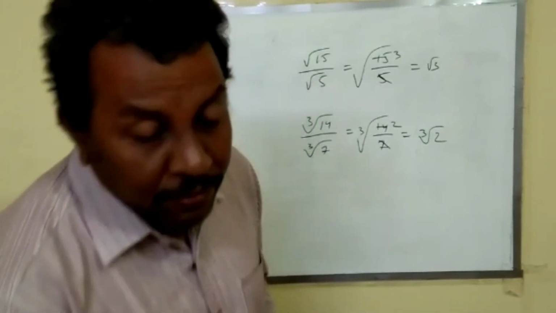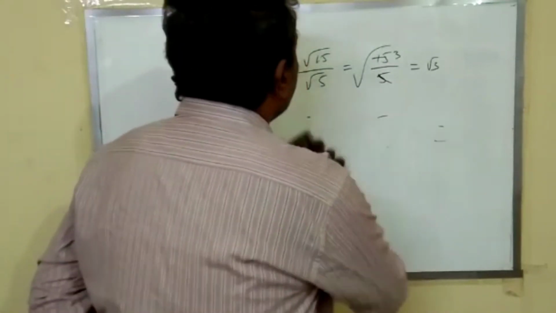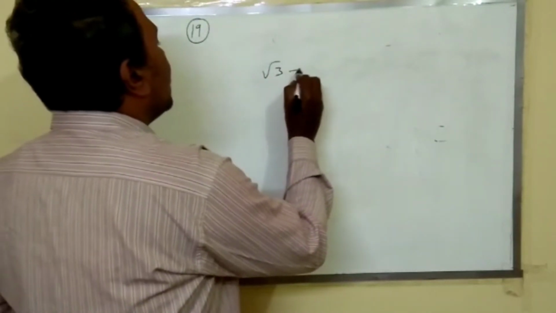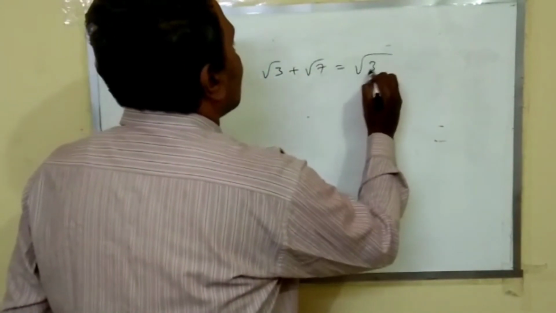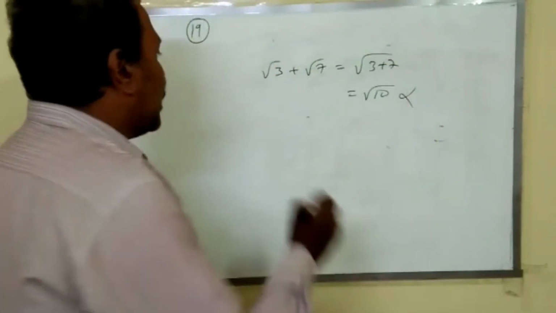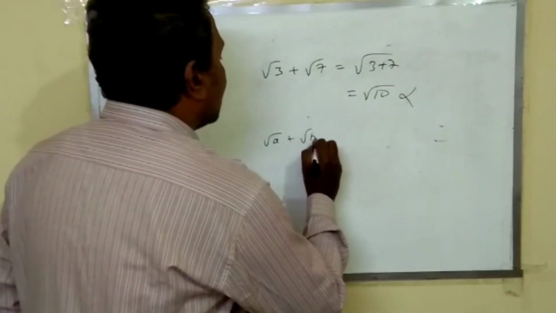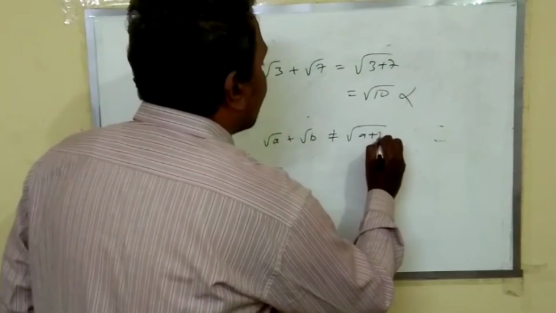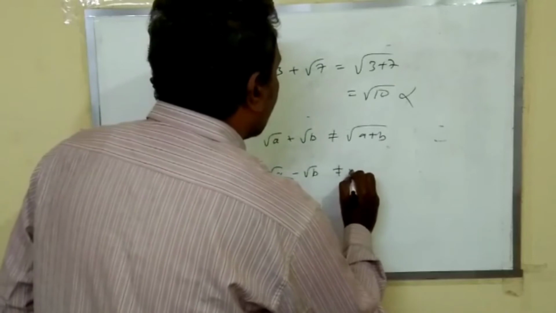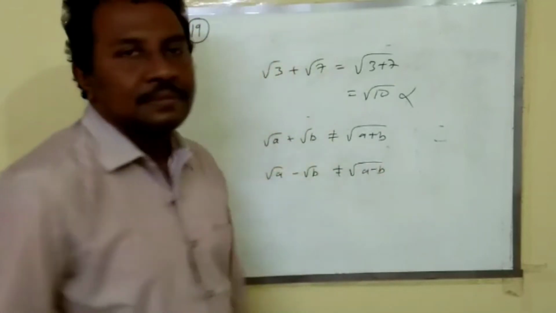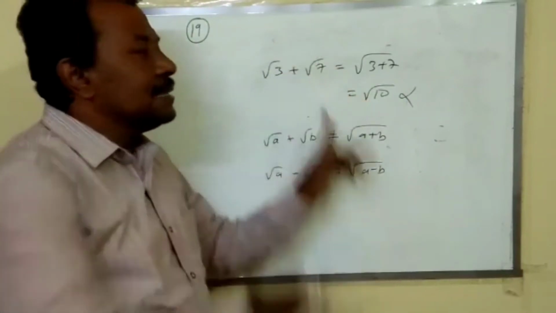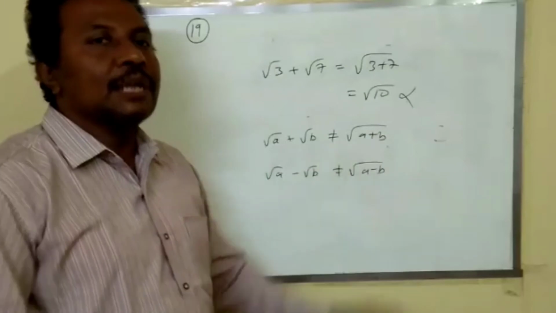Many of you will commit a mistake by doing it like this. Simply they will add like this: root 3 plus root 7 is equal to root of 3 plus 7, which is equal to root 10. This is absolutely wrong. I already told you root a plus root b is not equal to root of a plus b. In the same manner, root a minus root b is not equal to root of a minus b. Many of you will commit a mistake like this by simply adding the radicands. That is absolutely wrong.